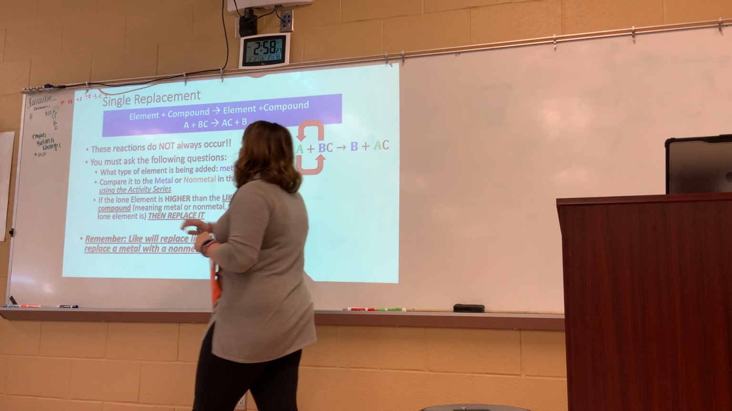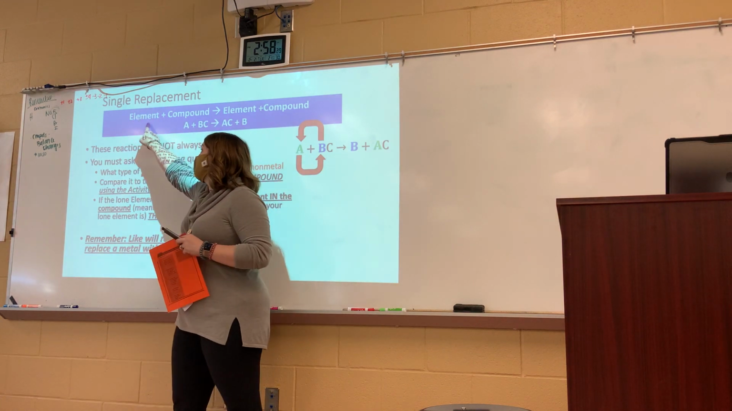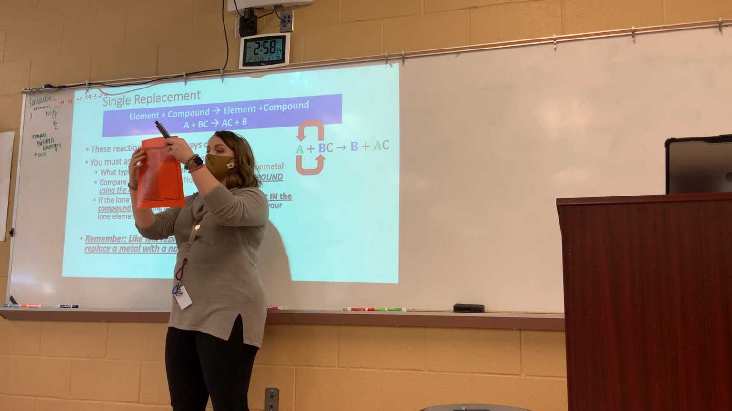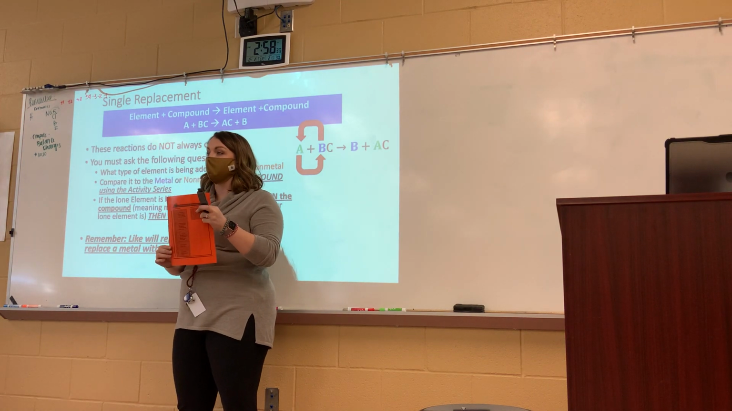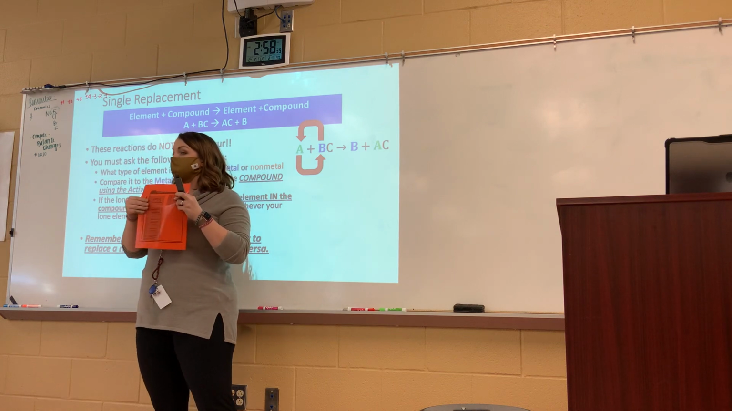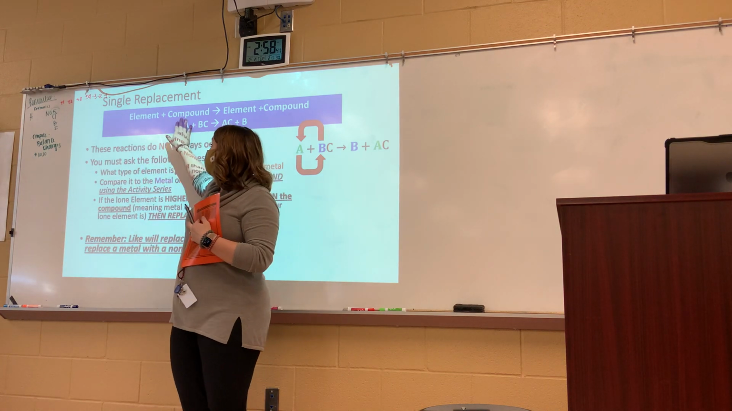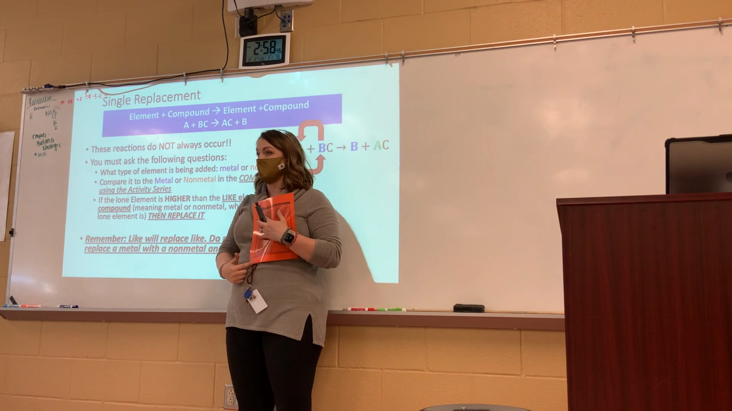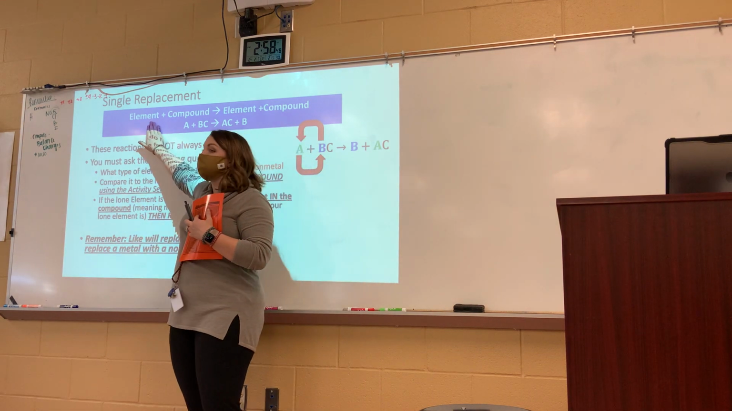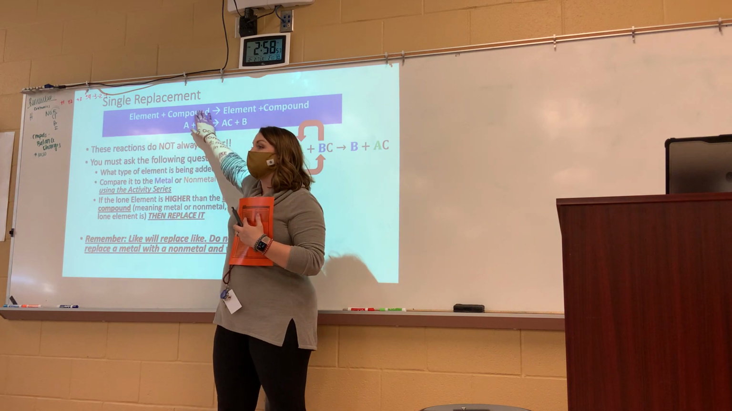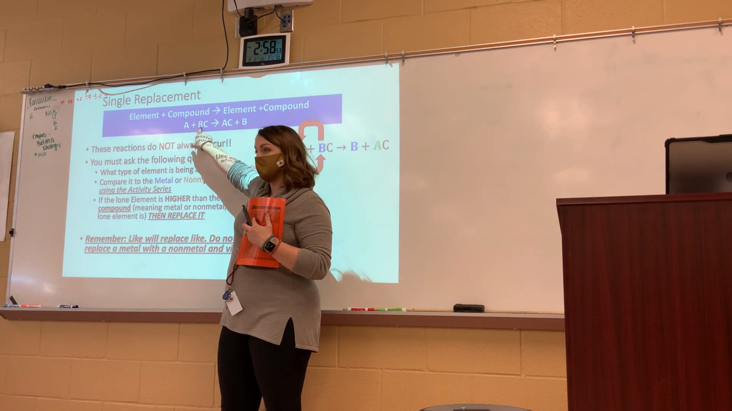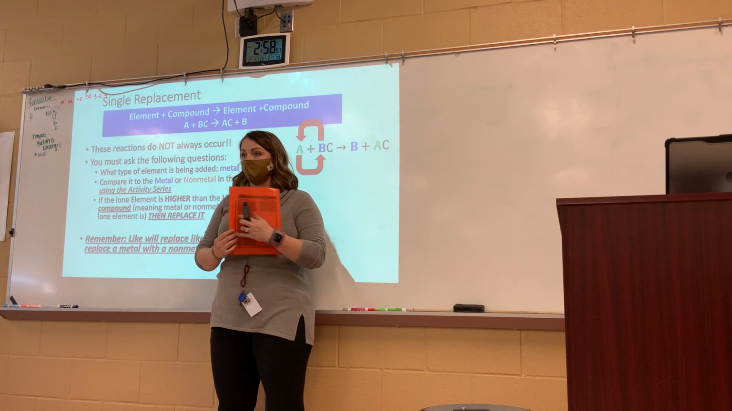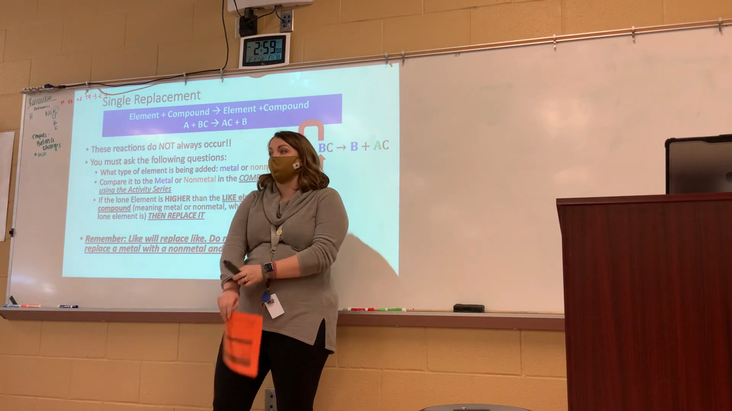The first thing you do is look at the element that is by itself, and determine if it is a metal or a non-metal. So what side of the list is it on? Once you find it on the list, you look in the compound for the other element that is on the list. If this element is a metal, find the metal in the compound, which will be the first thing, and you're going to be comparing those on the list. The element and the element in the compound.